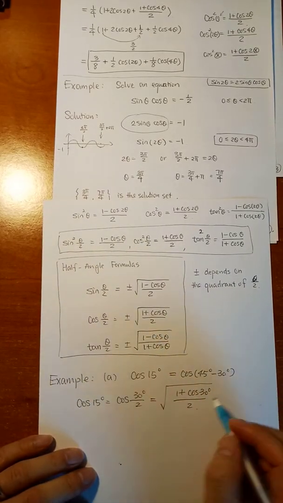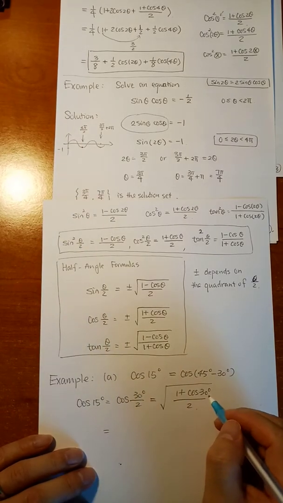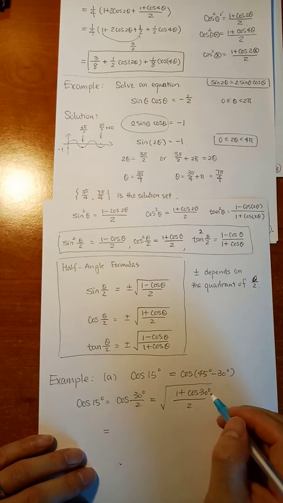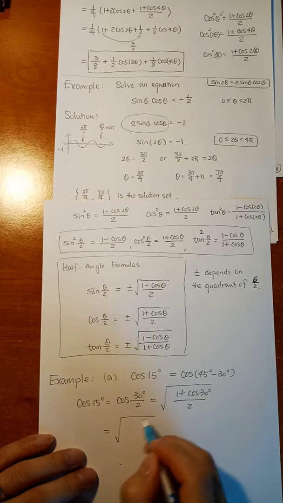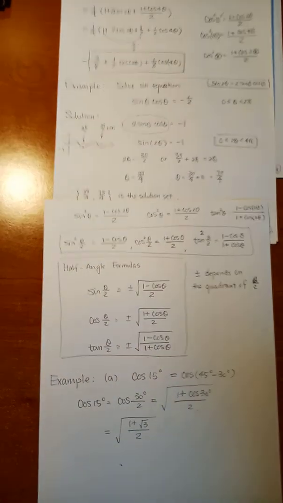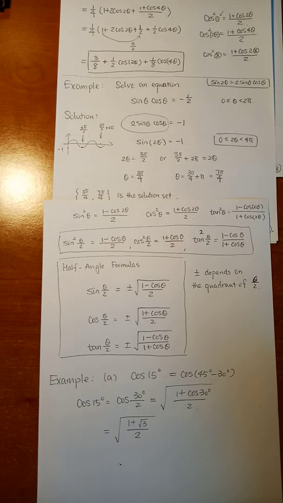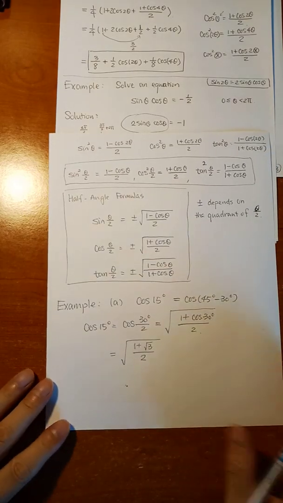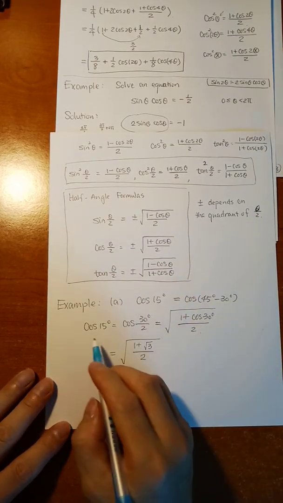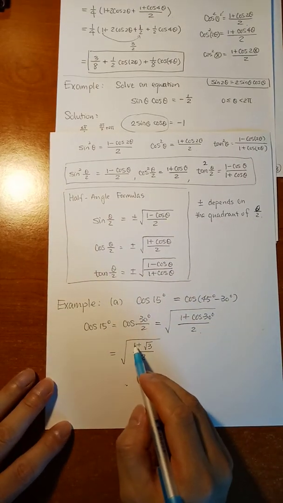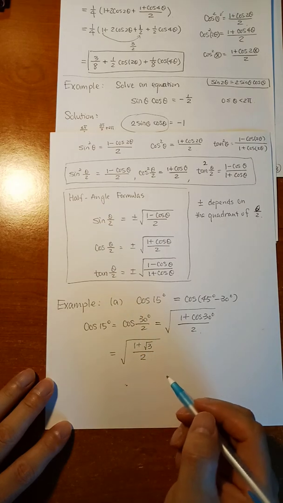Cosine 30 degrees, what is cosine 30 degrees? Square root of 3. Right? Square root of 3. So the expression looks like this. And so the cosine 15 degrees is the square root of 1 plus square root of 3 over 2.